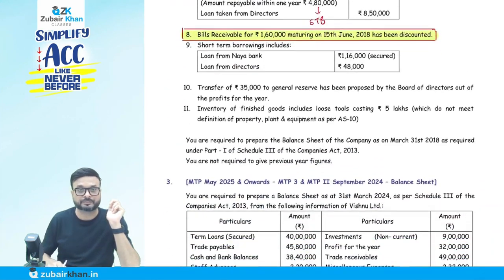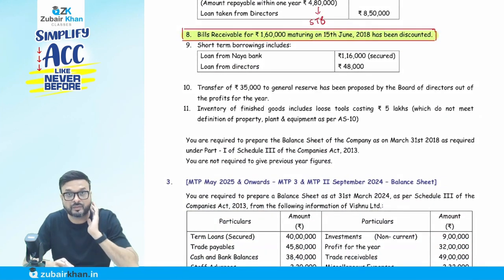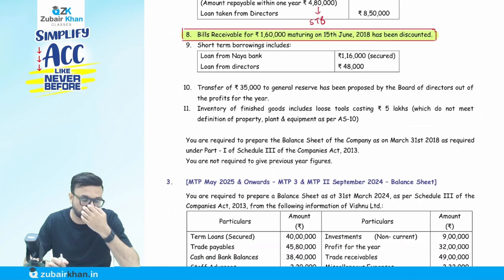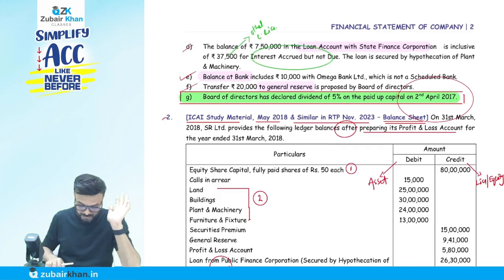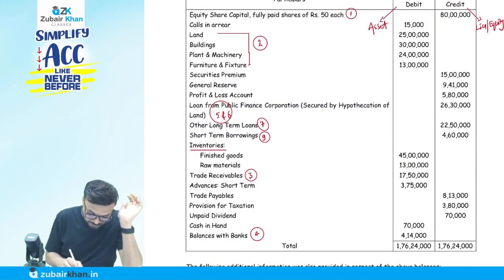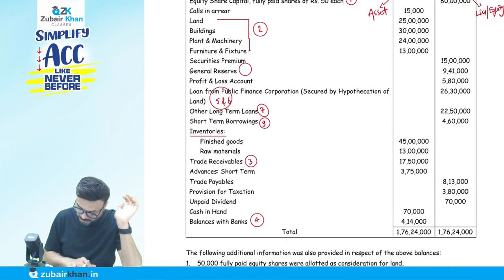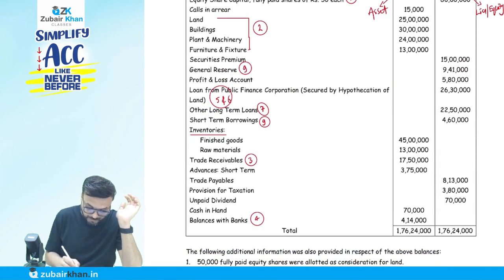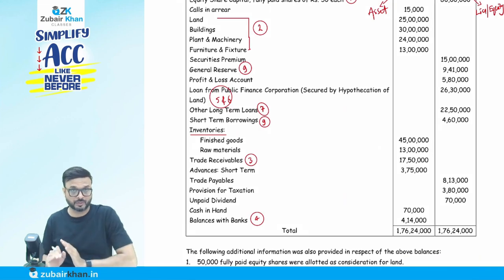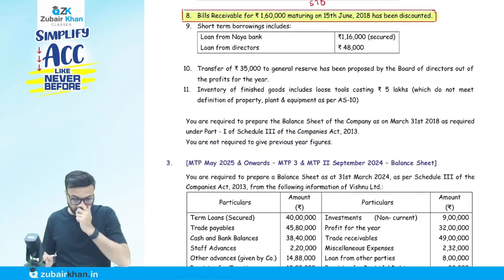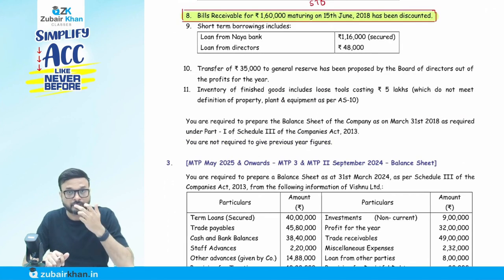Then we have here transfer of rupees 35,000 to general reserve, which has been proposed by the board of directors out of the profit for the year. This type of item came in the previous question also. 35,000 we have to transfer to general reserve. So general reserve, which point number? Point number 9. Give the reference point. This is how you have to solve in the examination. Okay, point number 9.